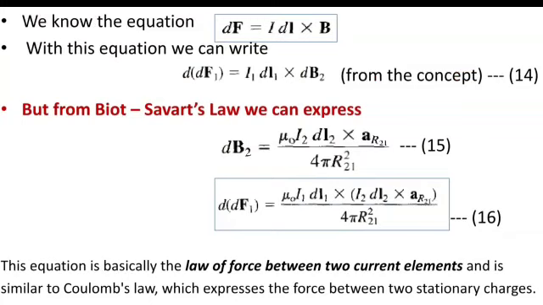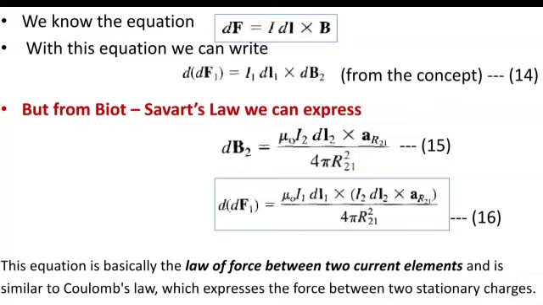Let us see. We know the equation dF is equal to I dl cross B. With this equation, we can write d(dF1) is equal to I1 dl1 cross dB2 from the concept. But from Biot-Savart's law, we can express dB2 is equal to mu naught I2 dl2 cross a_R21 divided by 4 pi R21 square, equation 15.